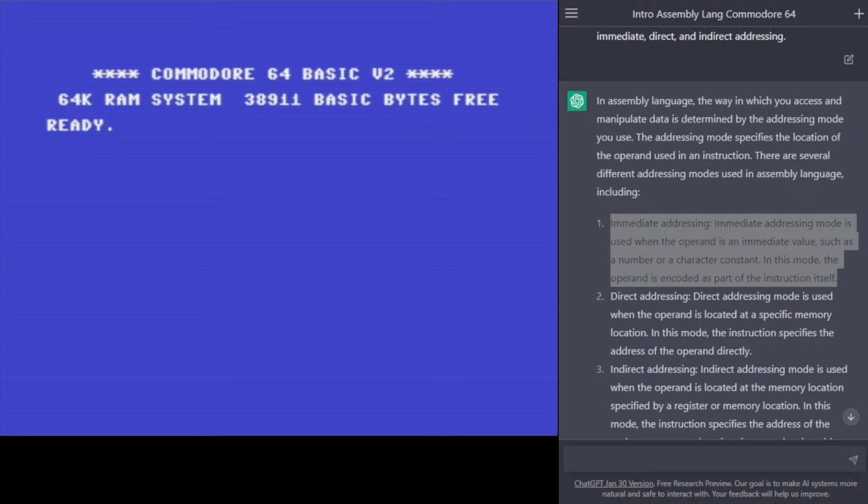Okay, so I think it's saying that like LDA, we don't tell it what to do with that data; it just does it. We don't have to give it an address or anything like that. We tell it LDA and it loads A.